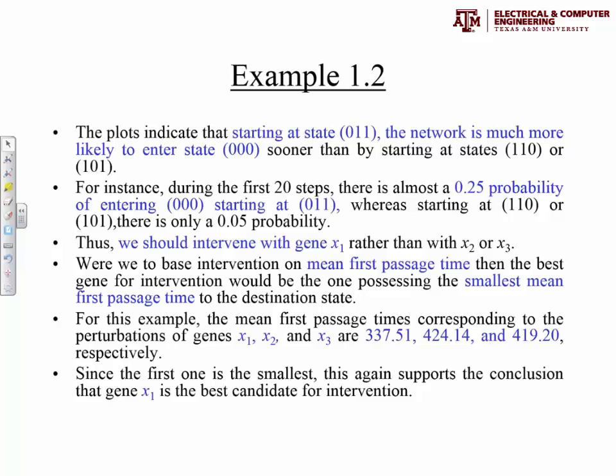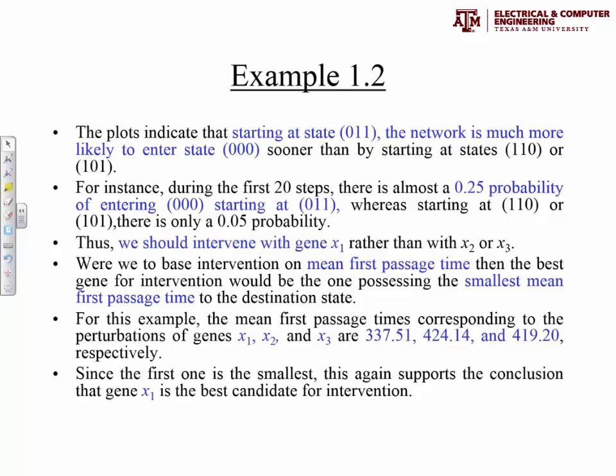So the plots indicate that starting at state 0, 1, 1, the network is much more likely to enter state 0, 0, 0 sooner than by starting at states 1, 1, 0 or 1, 0, 1. For instance, during the first 20 steps, there is almost a 0.25 probability of entering 0, 0, 0 starting at 0, 1, 1, whereas starting at 1, 1, 0 or 1, 0, 1, there is only a 0.05 probability. Thus, we should intervene with gene x1 rather than with x2 or x3, right?